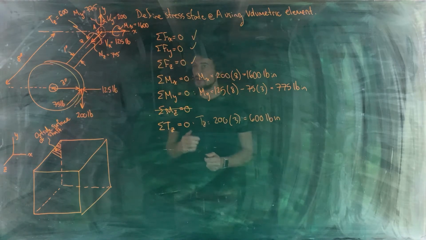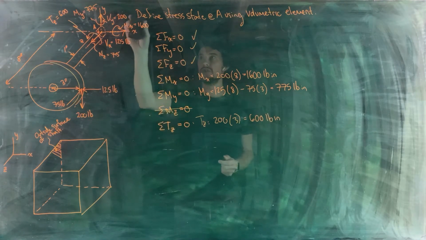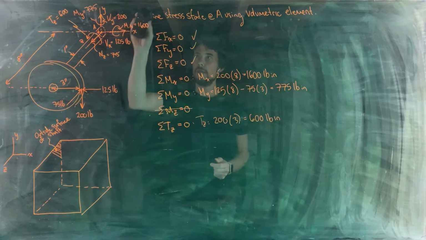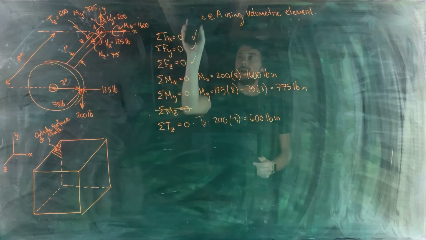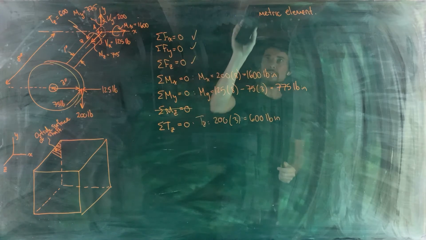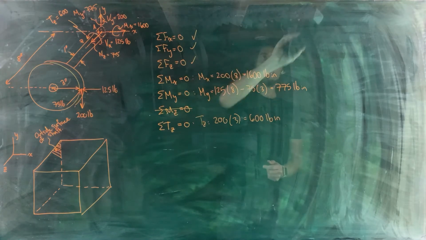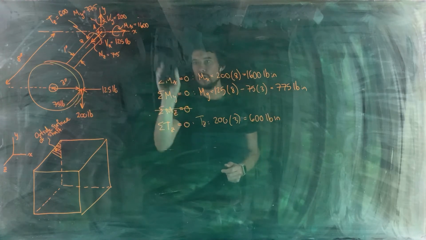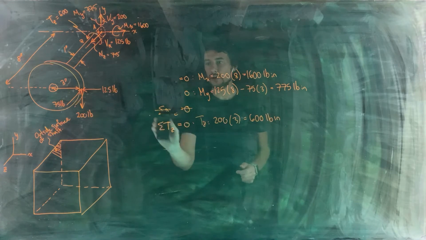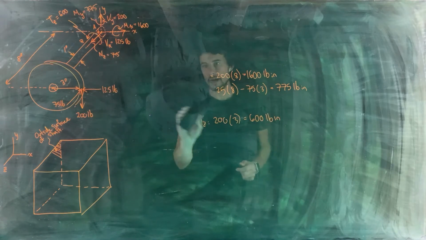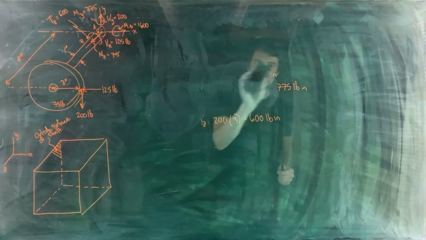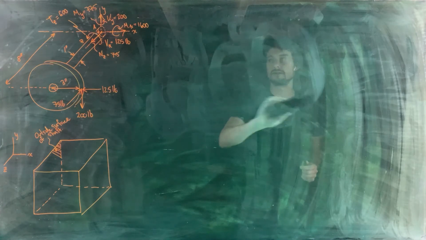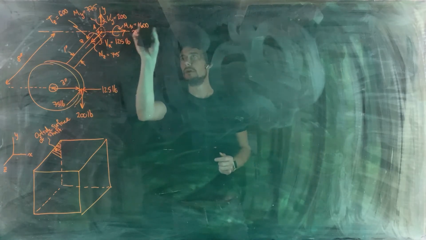So what we're going to do now is just do some erasing up here, and then the next step in the problem is to go through all of those internal forces, moments, and torques that we've identified one by one and figure out whether they create stress at point A, and if so, what type of stress, and what the direction and magnitude of that stress is. Okay, so there we go.